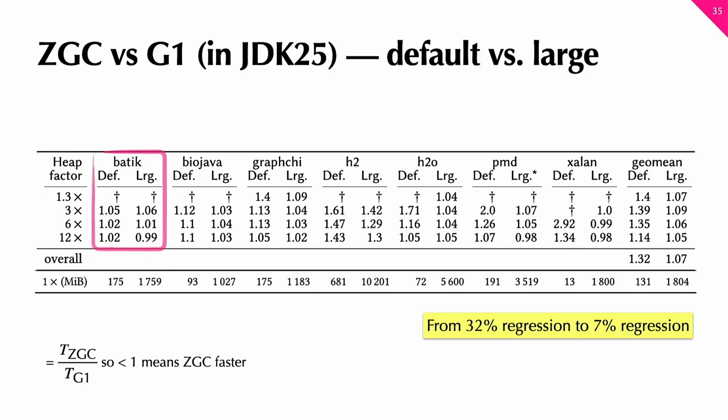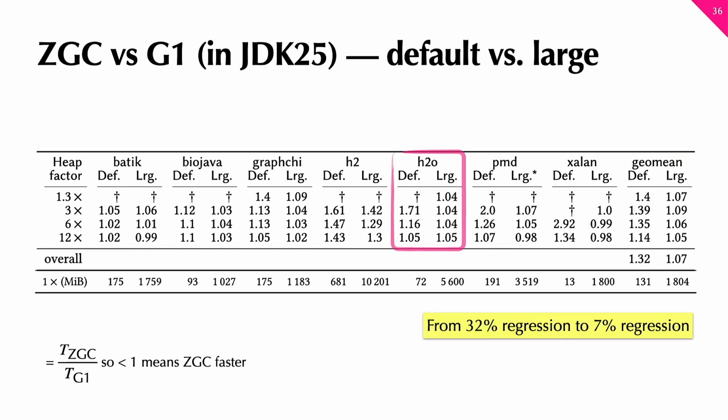So now, less than 1 means that ZGC was faster, and greater than 1 means G1 was faster. So in Batik, right, we have a 0.05 result for ZGC, so 5% slower, and 6% slower when we go to large, 2% slower on 6x in default, going to 1% slower on large, and then a slight regression on 12x is turned into essentially an on-par result in large. Right, so there are changes here as well.